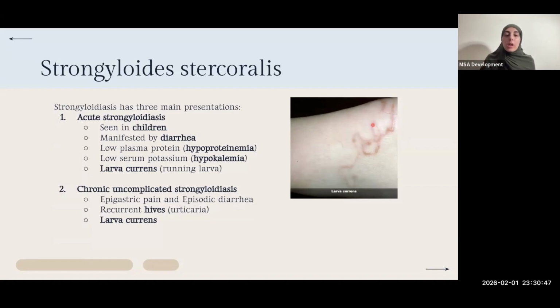There's also chronic, uncomplicated strongyloides. They get epigastric pain, episodic diarrhea, and they also get recurrent hives. They have the same larva currens that's seen in acute. So acute has hypoproteinemia, hypokalemia, and larva currens, while chronic has recurrent hives and larva currens. Both of them may have diarrhea.